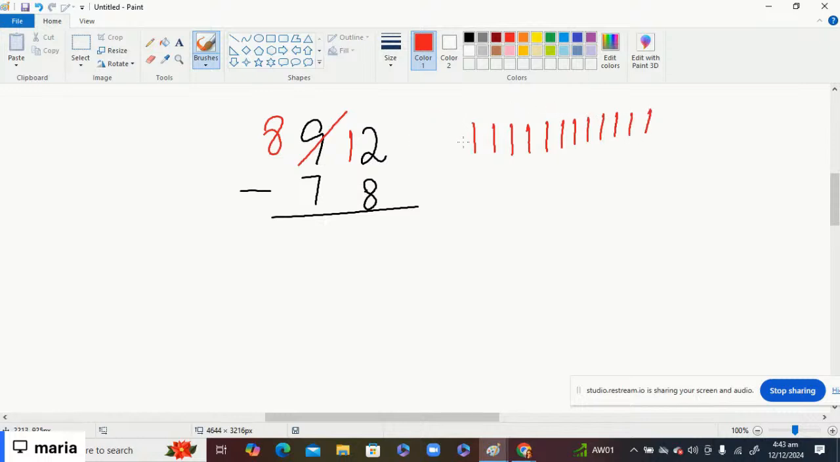Now remove 8 lines. 1, 2, 3, 4, 5, 6, 7, and 8. How many are left? 1, 2, 3, and 4. 4 are left. Okay. Now 8 out of 7. 1, 2, 3, 4, 5, 6, 7, and 8. Remove 7 lines. 1, 2, 3, 4, 5, 6, and 7. Only 1 is left. So this is your answer.